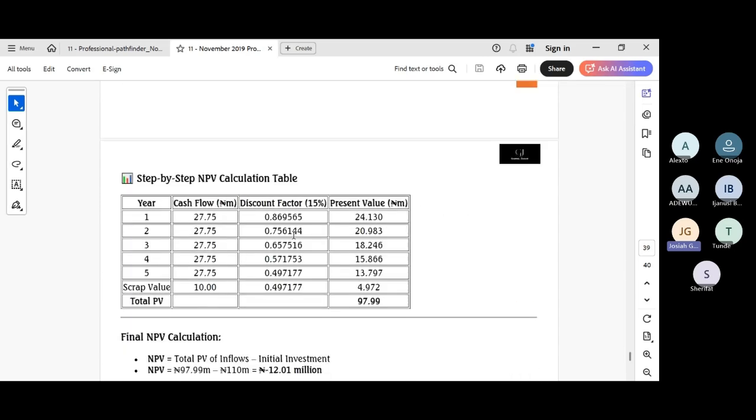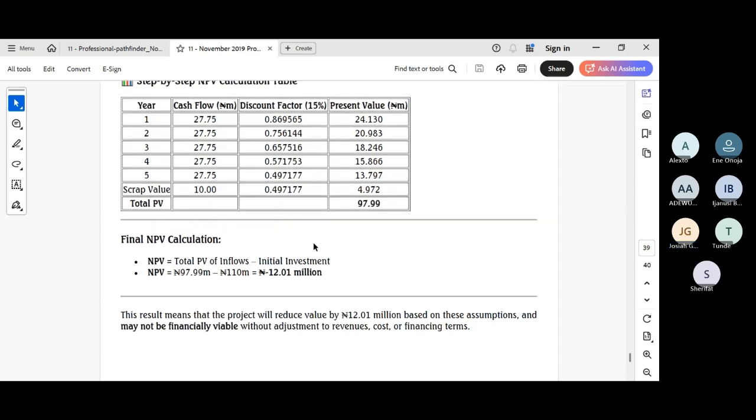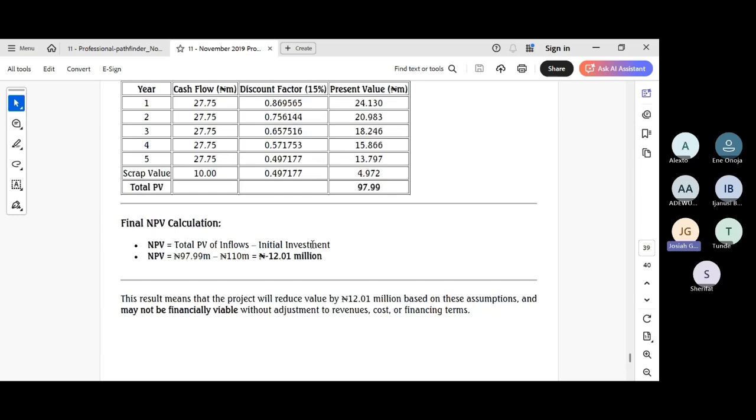So you can see the step-by-step NPV calculation. So follow through it, use your calculator to get the discounting factor at 15% weighted average cost of capital, and the present value, which we arrived at 97.9 million. And deducting the present value from the initial cost of capital or the initial outlay, we have a negative NPV of 12 million naira. So we said this result means the project will reduce value by 12 million naira based on the assumptions.